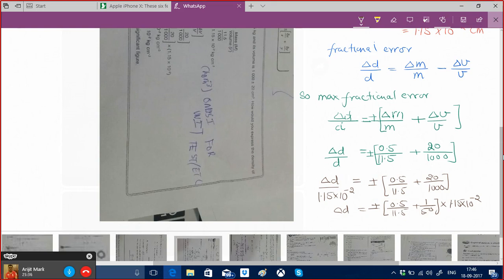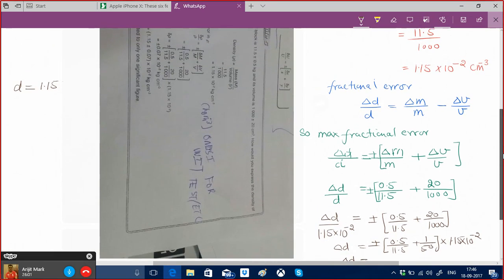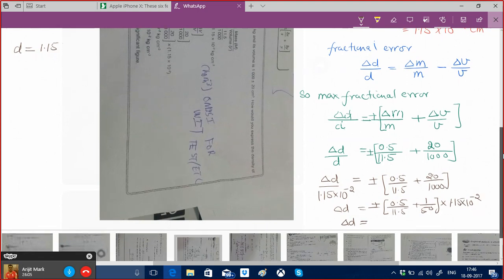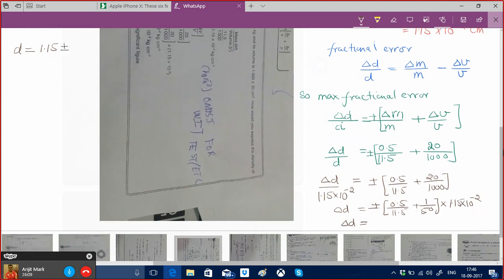That will be your del D. And then the density, that will be the final answer. That is D equals the real value, 1.15, and the value of del D will be 0.07, plus minus 0.07, and the whole power into 10 to the power minus 2. Yes, it is your perfect answer.